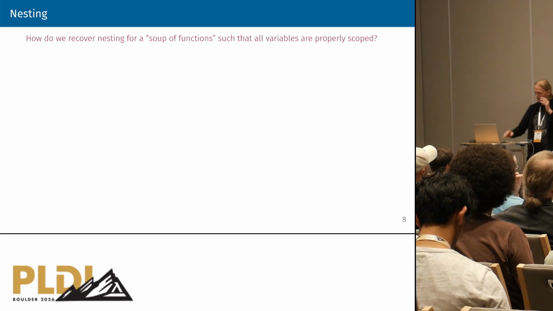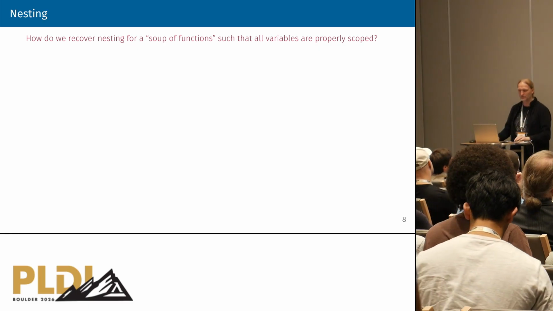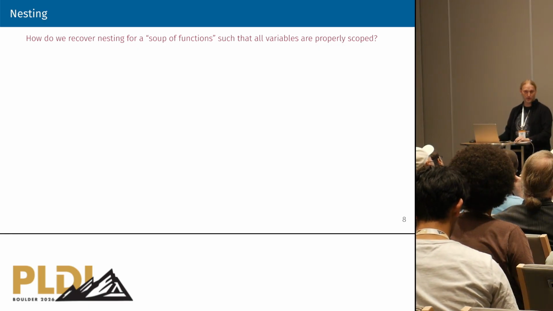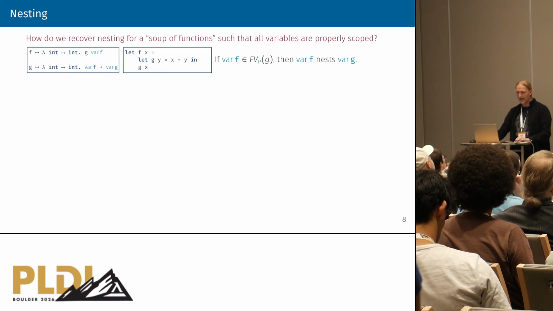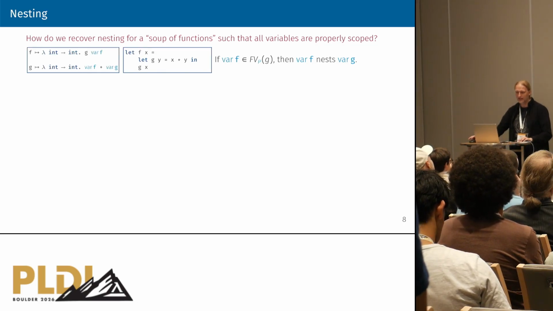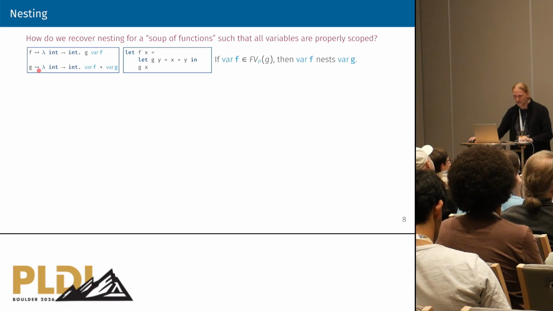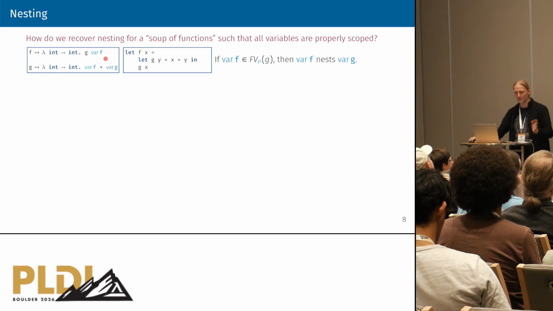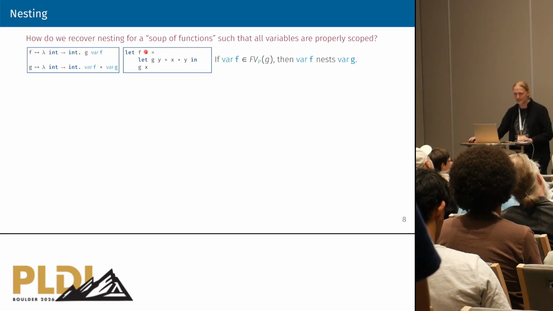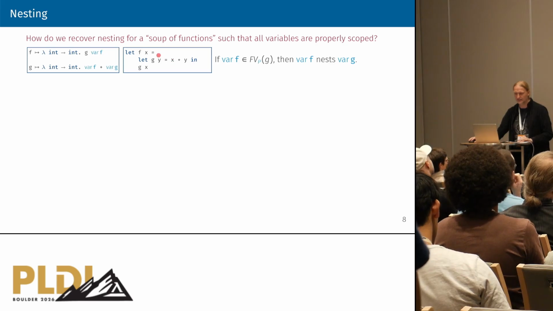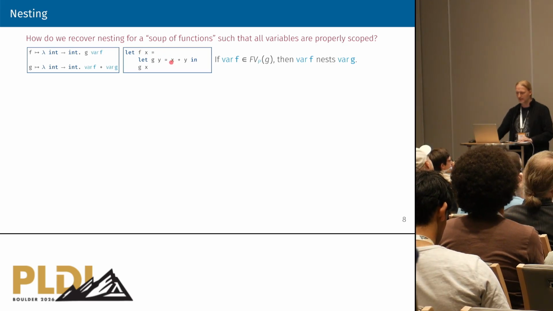Now the question is, we now have this soup of functions. How do we recover some kind of nesting for that, such that all variables are properly scoped? First of all, if we have a function g that uses the variable introduced by f free, then obviously g must be nested inside of f. So if we would translate that to OCaml, we would see that g actually is nested inside of f such that it can make use of this variable over here.